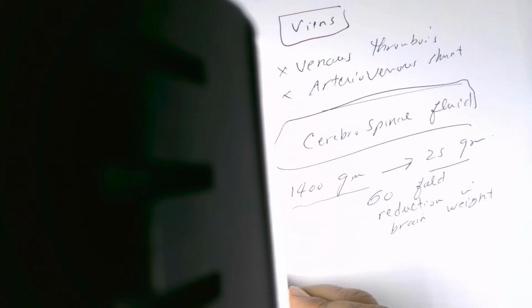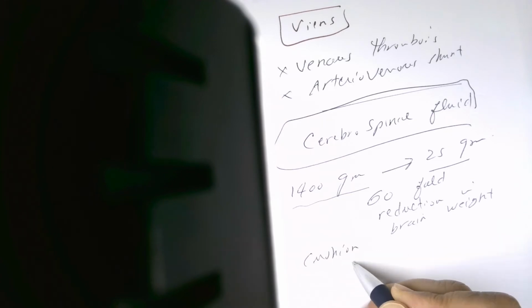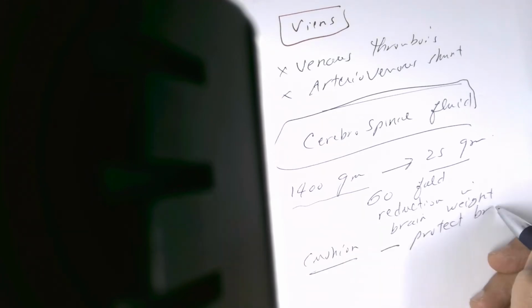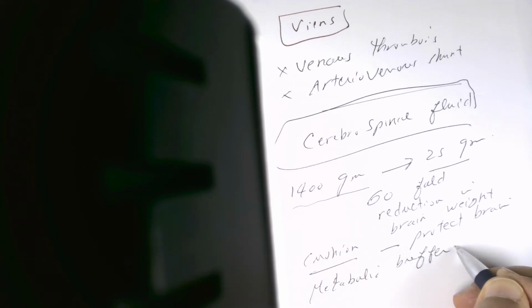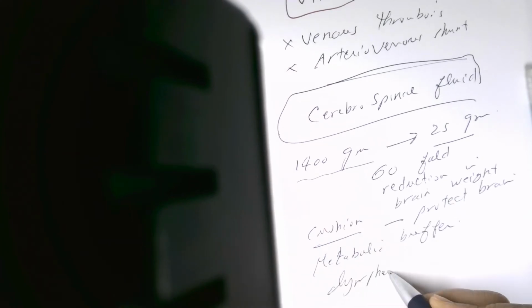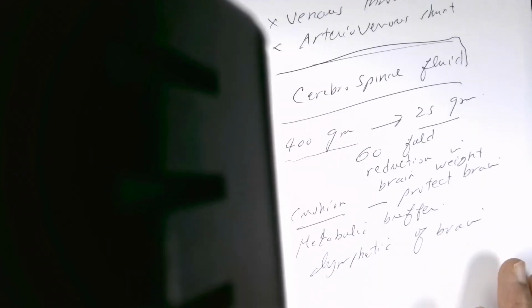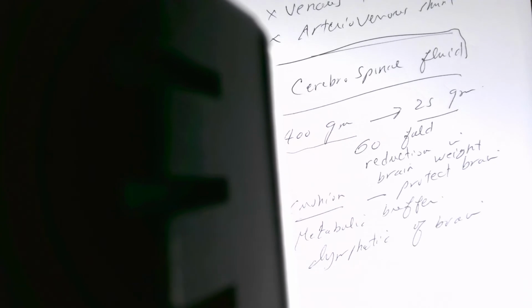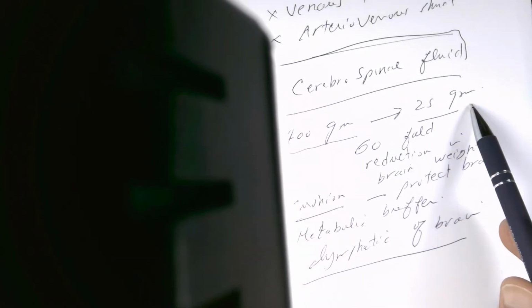Okay. Second, it is a cushion, so it protects the brain and the spinal cord. Third, metabolic buffer. Okay. Fourth, taking over the lymphatic function. Lymphatic of the brain: if you remember, you cannot find any lymph nodes inside the cranial cavity, so the lymphatic function is taken over by CSF. So immune function, metabolic buffer, cushion, and reduction of the weight of the brain.